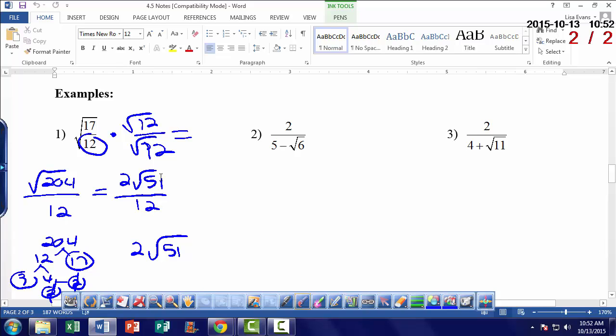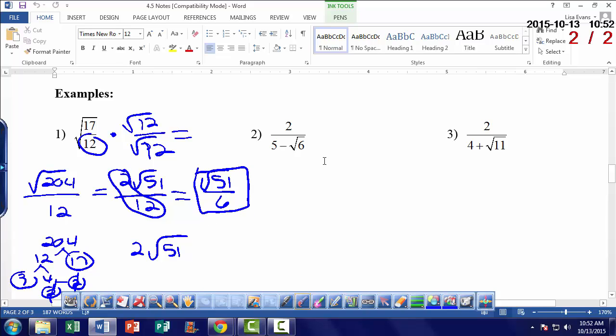Now, you can simplify outsides with outsides and insides with insides. So think of this as 2/12. How would you reduce 2/12? You would reduce it so it's 1/6. So you have root 51 on top and 6 on the bottom.